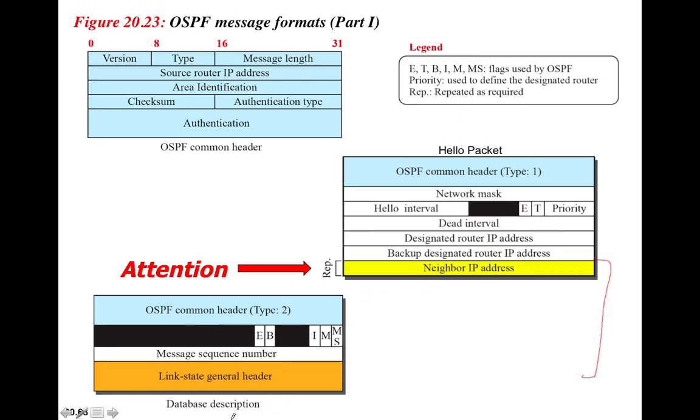Then we have a packet, an LSP for database description. So the type here will be 2. You have the message sequence number, which is telling you how fresh the message is. And we have the link state general header, which is going to give us the information about all the packets.